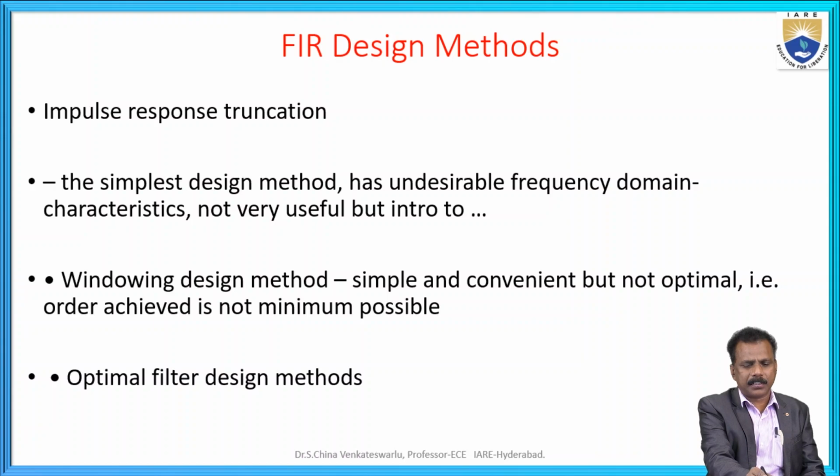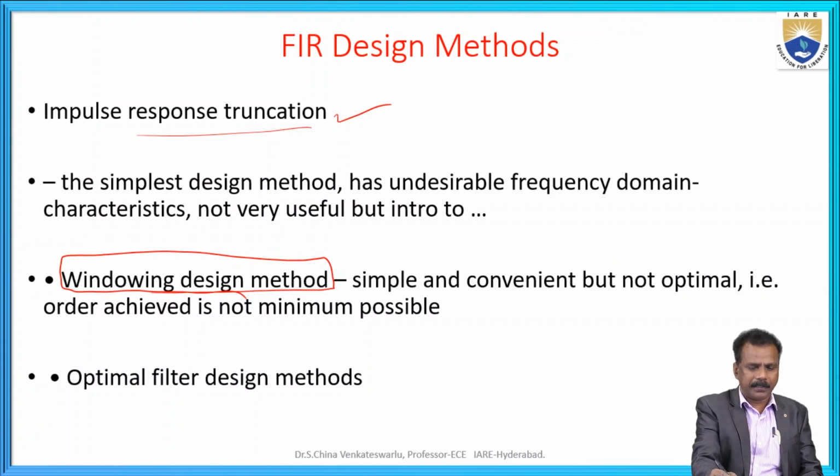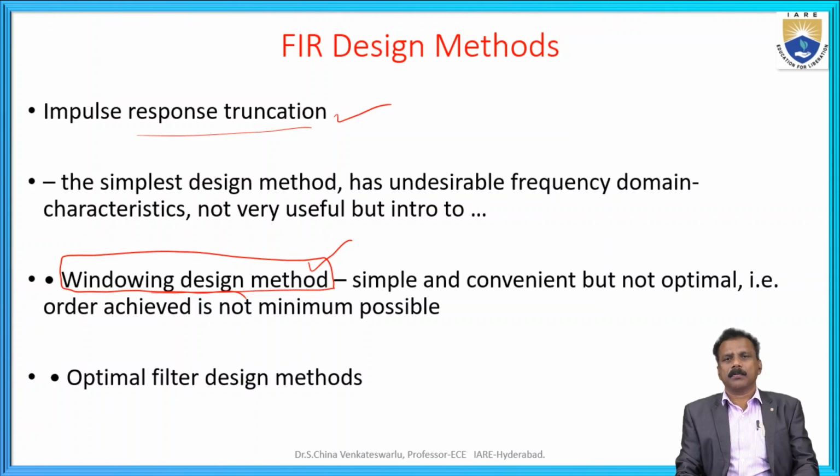So one is impulse response truncation. Next, the windowing design method. It is simple and convenient, but not optimal. This is the second popular method while we are designing the FIR, finite impulse response design methodologies. So the impulse response truncation, the second one may be windowing. This is also a popular method, simple and convenient but not optimal. That is the order achieved, not the minimum possible.